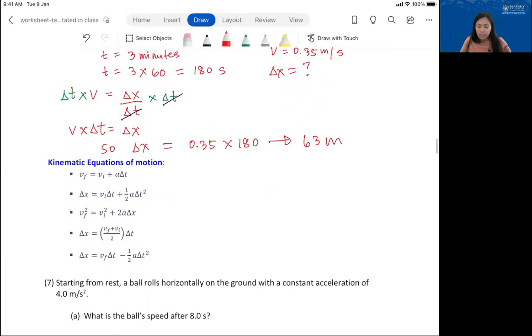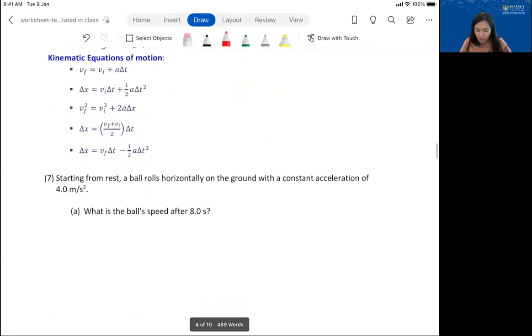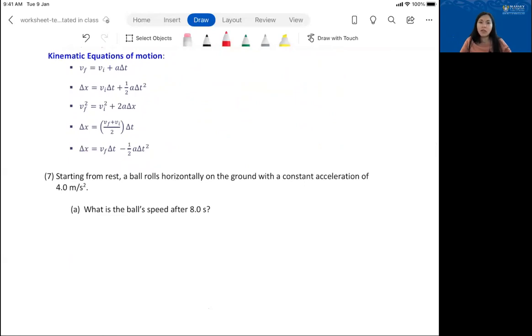Right. So the next question here, I've put down the kinematic equations before question 7 in this worksheet, because we'll be looking at kinematic equations now. Starting from rest, a ball rolls horizontally on the ground with a constant acceleration of 4 meters per second squared. What is the ball's speed after 8 seconds?